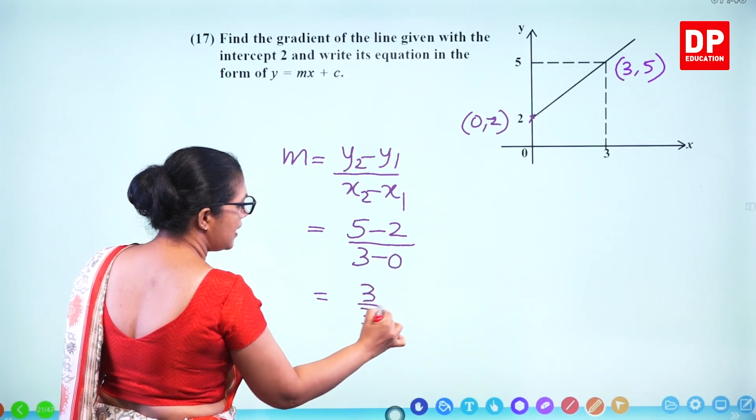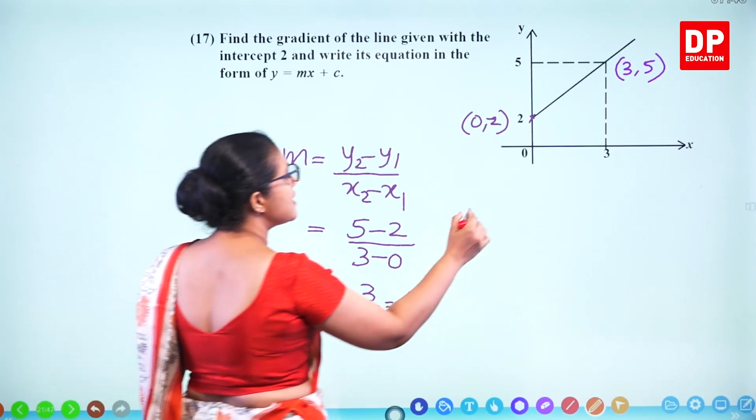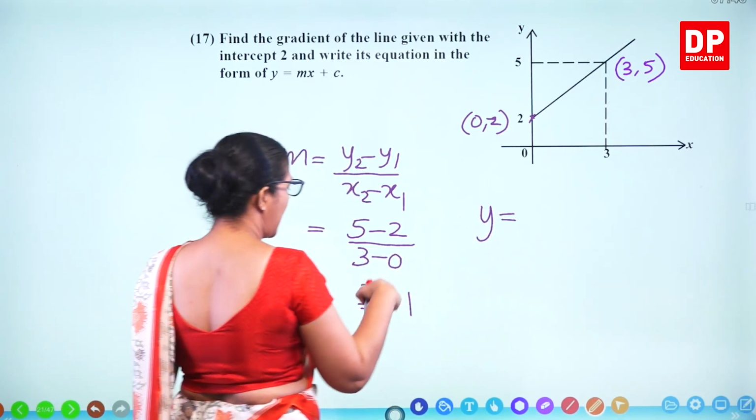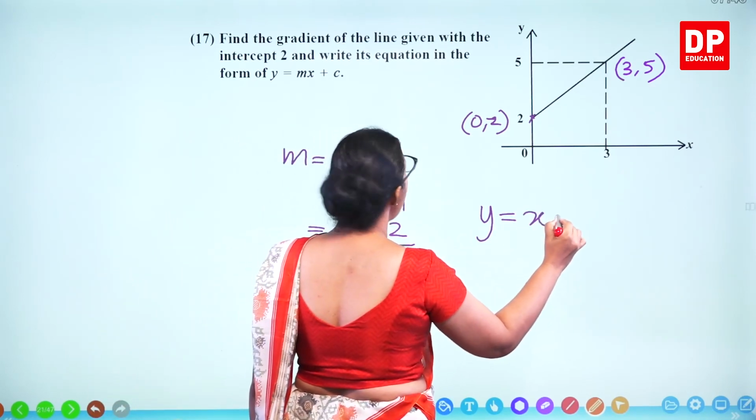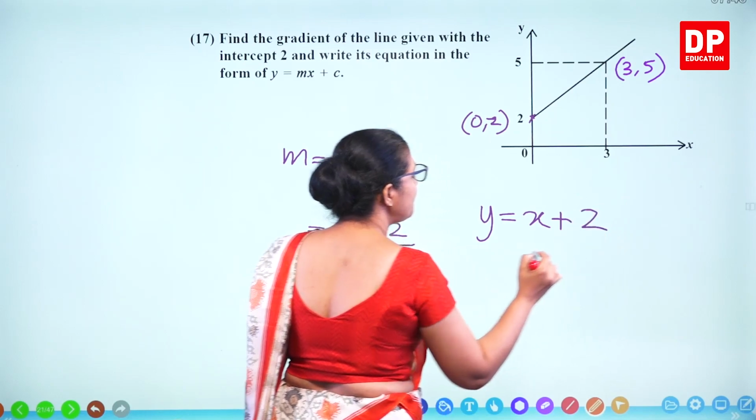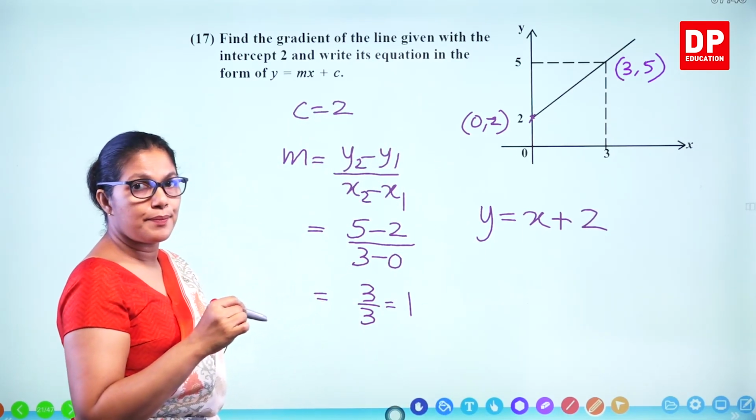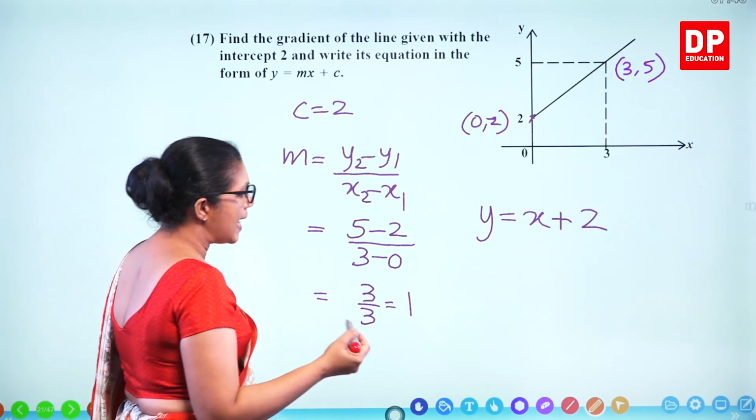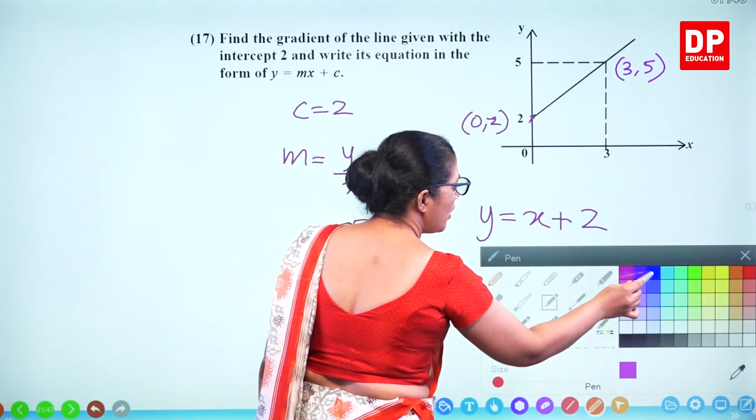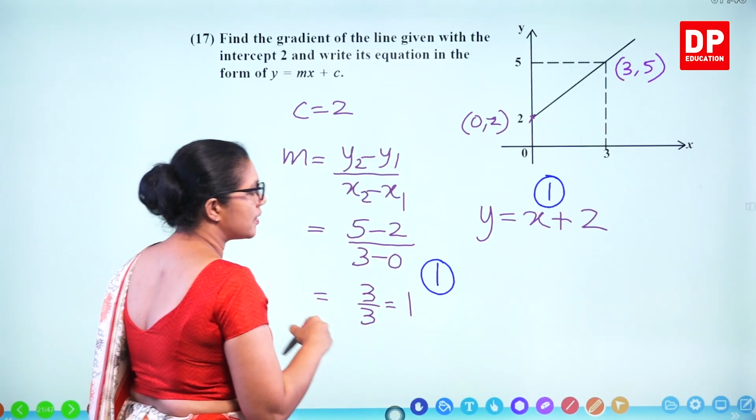3 over 3, that's 1. So you found m. So what's the equation? y equals m, m is 1, x plus y-intercept is 2. Here c equals 2 given straight away. So y equals x plus 2. Equation and finding the slope, 1 mark.